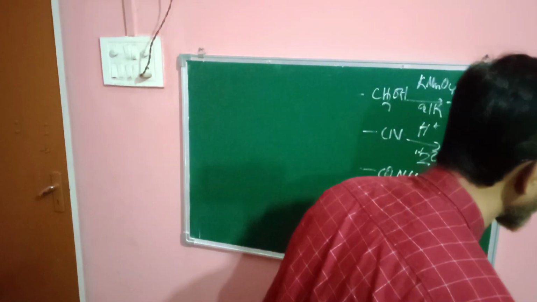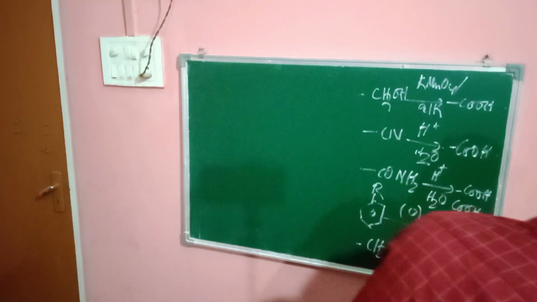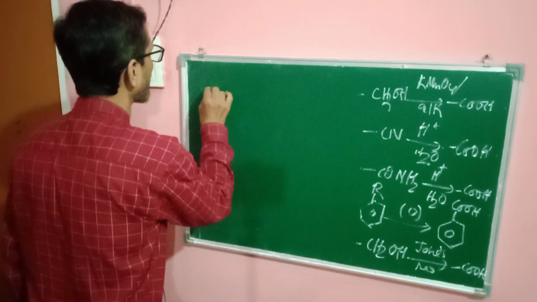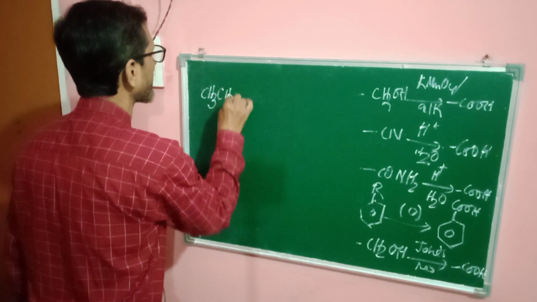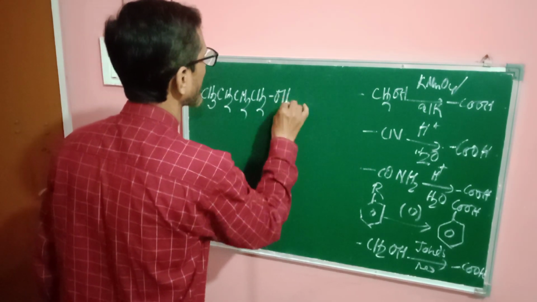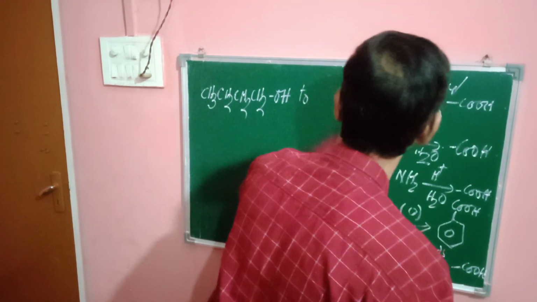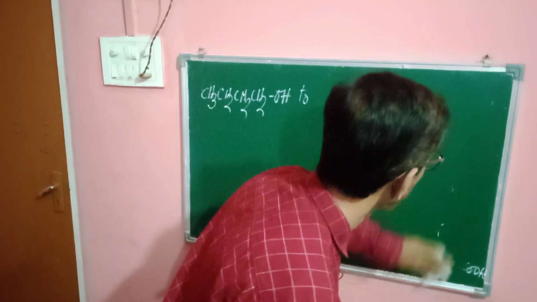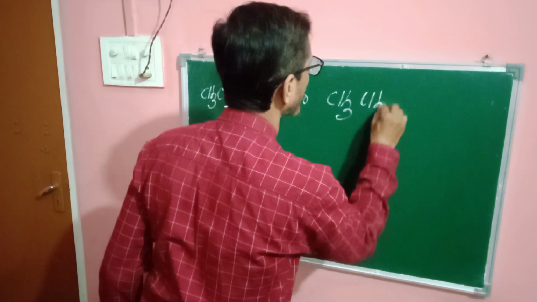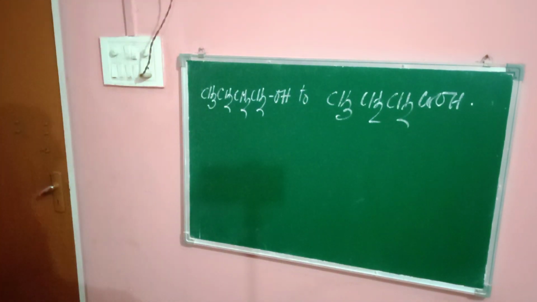Let us try this. First of all, there was a conversion of butan-1-ol to butanoic acid. Butan-1-ol, CH3, CH2, CH2, CH2OH, to butanoic acid. So it is very simple.